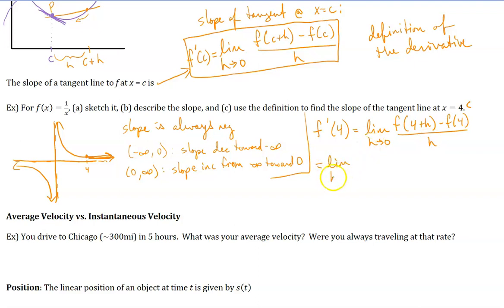Keeping the limit notation, because we haven't evaluated yet, so limit as h approaches 0. So f of 4 plus h is going to be 1 over 4 plus h, minus f of 4 is 1 over 4. All of this is over h. Okay, if I try direct substitution and I plug 0 in for h, I have 1 over 4 minus 1 over 4 all over 0. 0 over 0, remember, is indeterminate. That means we keep going.